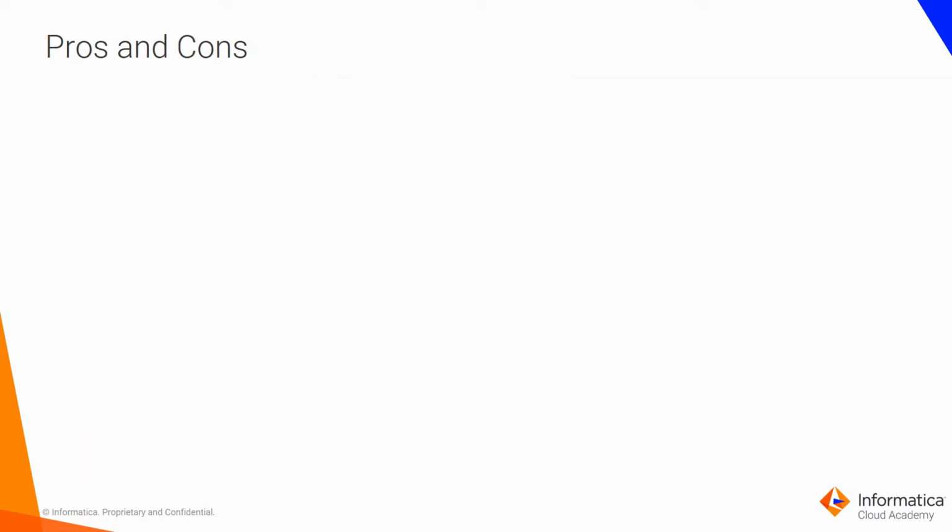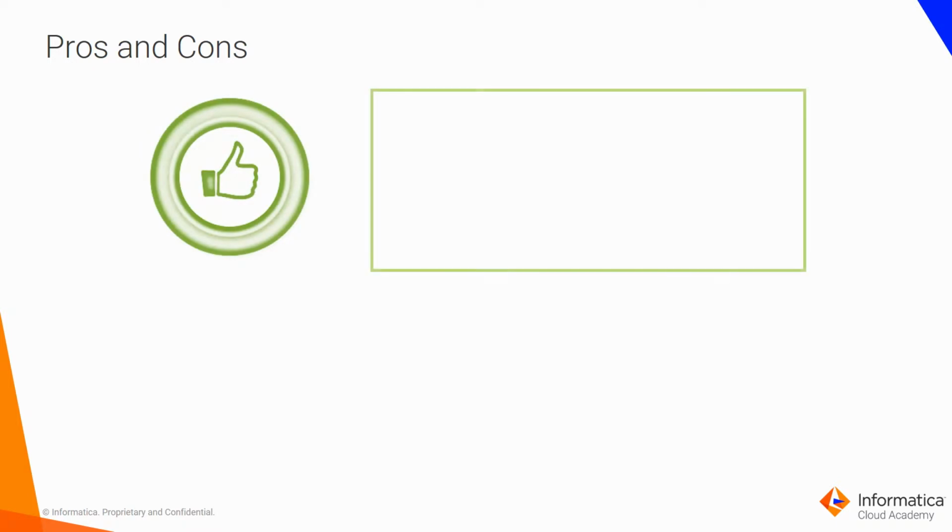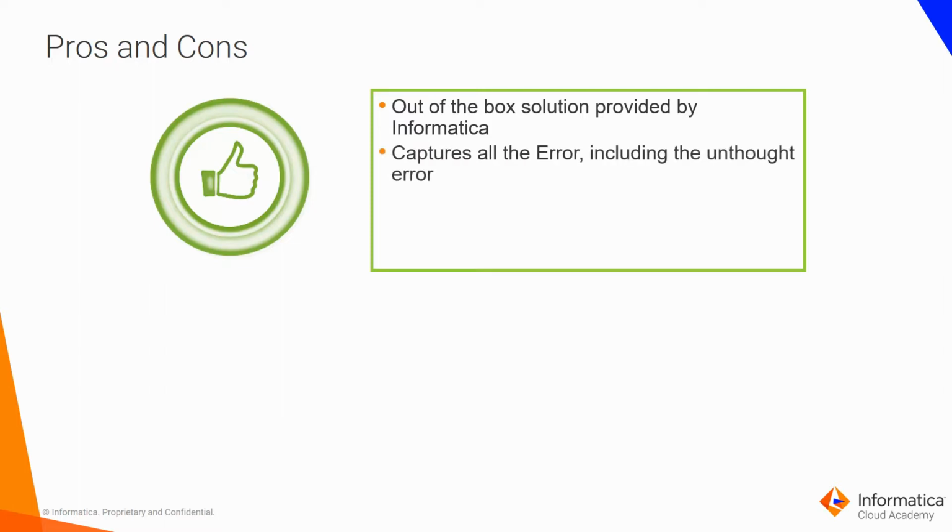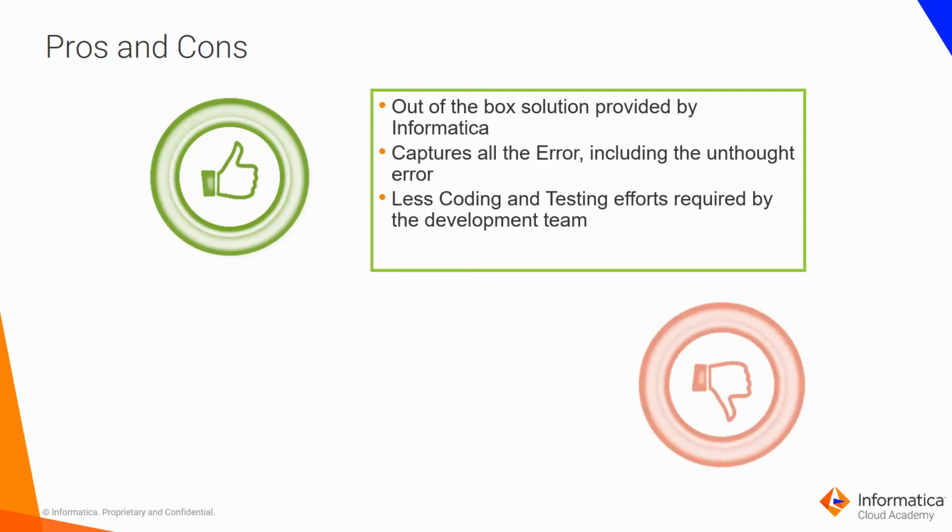Let us now discuss some pros and cons of row error logging technique. Row error logging technique is an out-of-the-box solution provided by Informatica. Hence, you do not have to buy any additional licenses or download plugins to get the feature available to you in your org. This technique captures all types of errors, including those which are unexpected. This technique requires less coding and testing efforts by the development team to catch and debug errors in transformation and mapping.